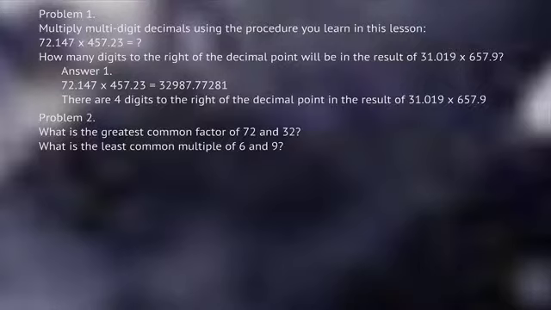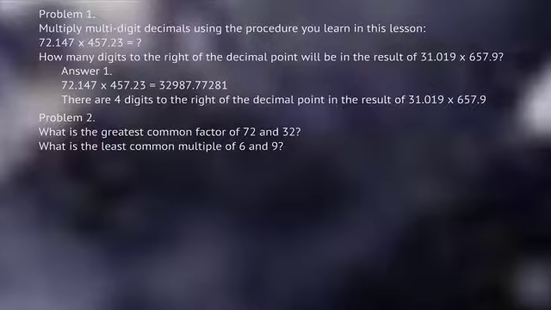Let's try problem 2. What is the greatest common factor of 72 and 32? What is the least common multiple of 6 and 9? So looking at the first part of this question, what is the greatest common factor of 72 and 32? Well, we know from our multiplication tables that 8 times 9 equals 72, and 8 times 4 equals 32. So I am guessing that 8 is the greatest common factor. You need to list out all the factors of 72 and all the factors of 32 and find the overlapping factors.